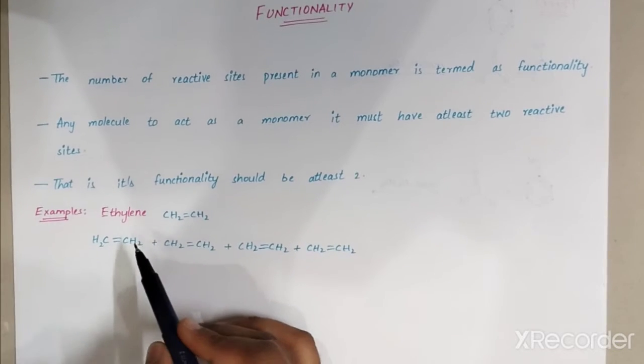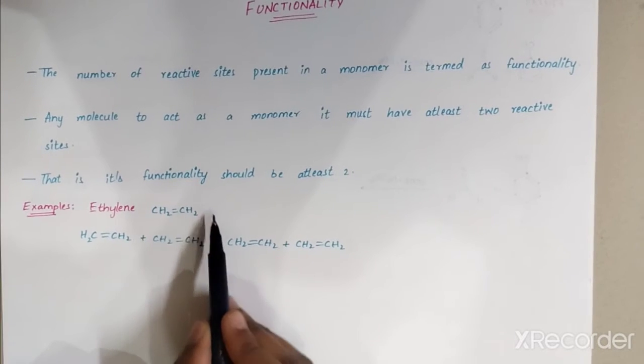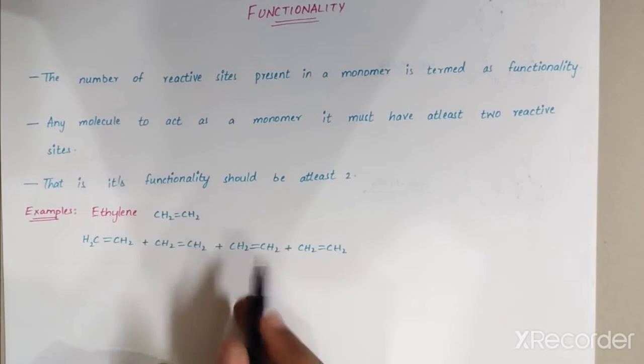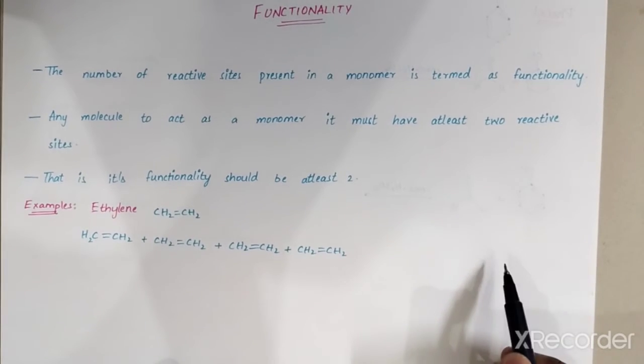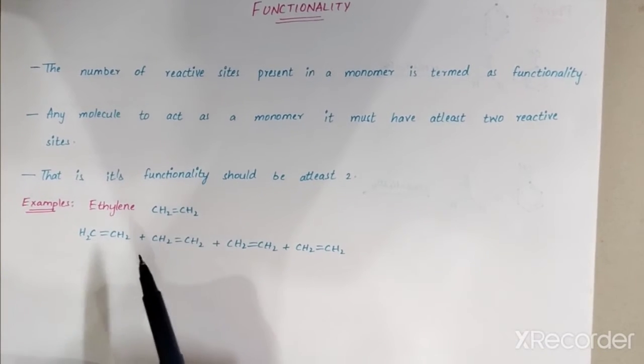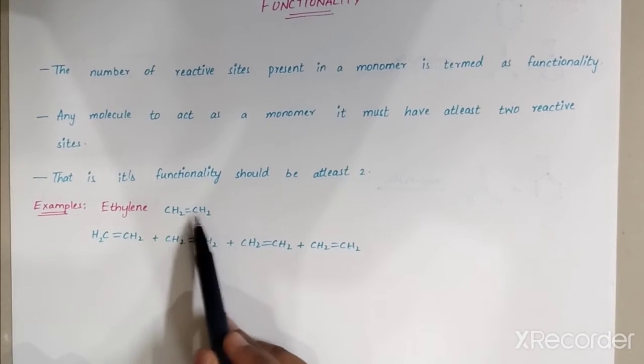The first example is ethylene. The structure of ethylene is CH2=CH2. Now we'll see the functionality of ethylene. Here, the condition to form a polymer is it must have many monomer units. So here the monomer is CH2=CH2.